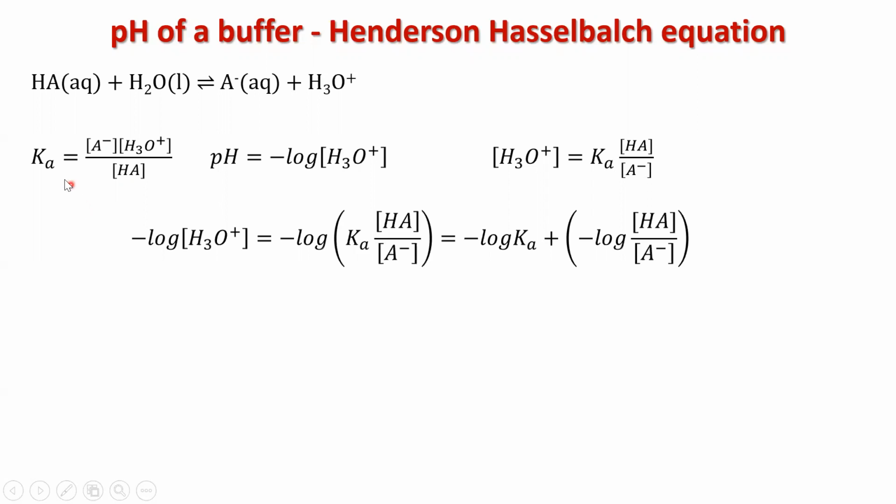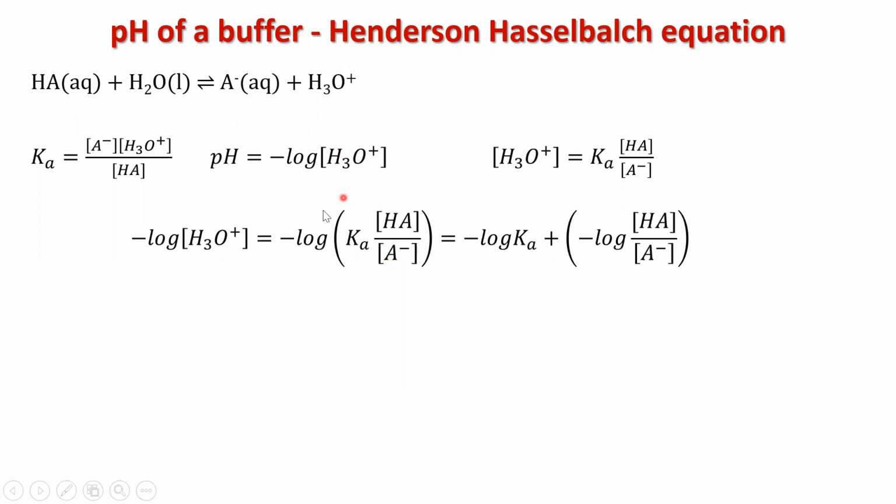So what are we going to do with that from there? The pH can be calculated by taking the negative log of the hydronium ion concentration. And because the hydronium ion concentration equals Ka times our acid over our base, we can do a substitution. So we're going to take this and substitute it in for hydronium here.